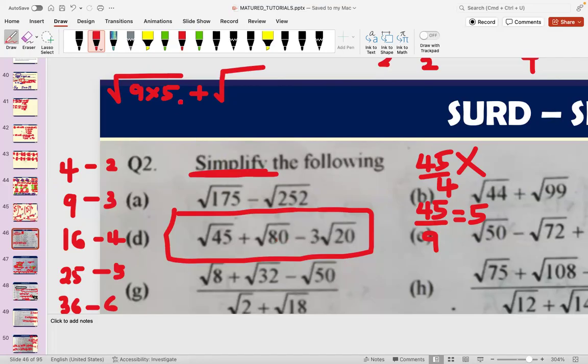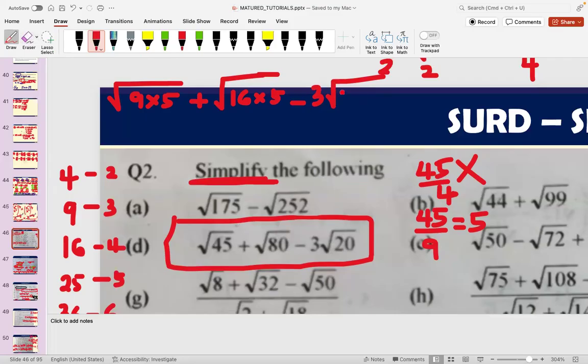The 80 means we should just divide 80 by the 5, which is not a perfect square. When you divide 80 by 5, what will you get? 16. So we have 16 multiplied by 5 minus, then we have 3 square roots like this, 20. When we divide 20 by 5, what will you get? 4. Oh, so this is 4 times 5. So things are becoming clearer now.